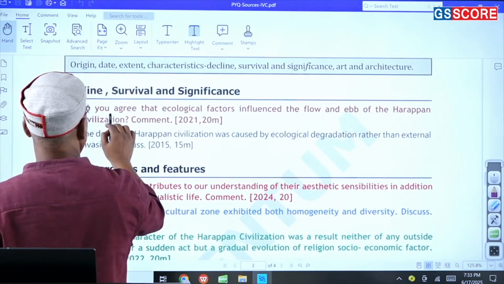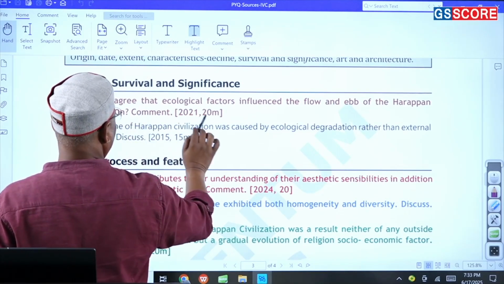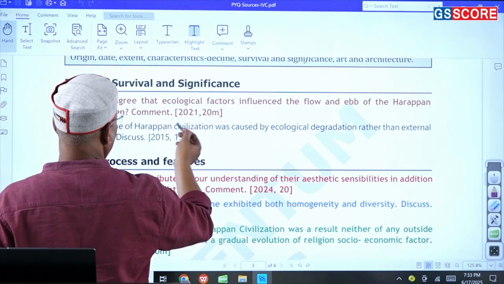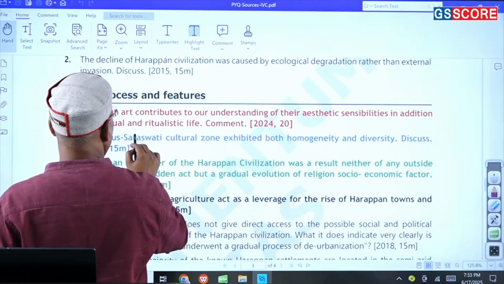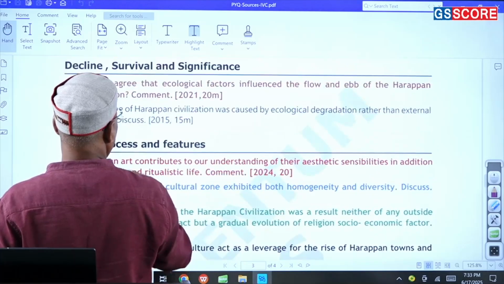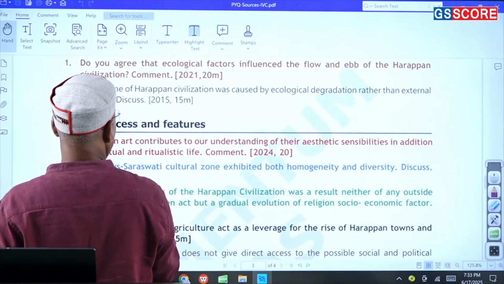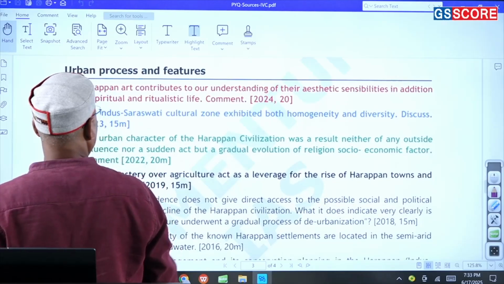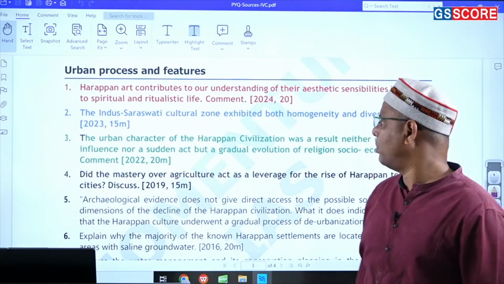When it comes to decline, survival, and significance, yes, at regular intervals they ask questions on decline, such as in 2015, then 2021. Now, urban process and features, the characteristics, that is a very important area. And in fact, they have started asking several questions now on this part, right?